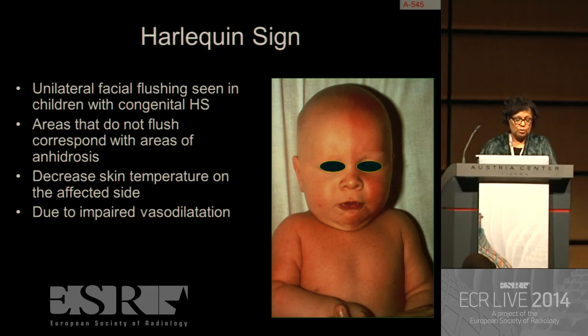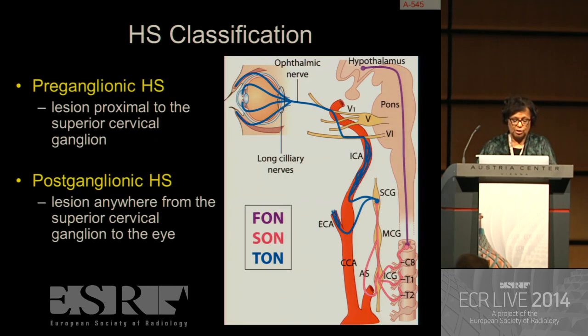The Harlequin sign has also been described in children with the congenital Horner syndrome, where they have a unilateral facial flushing. And we see in this the areas that do not flush correspond to the areas where they have anhidrosis. They also have a decreased skin temperature on the affected side, and this is due to impaired vasodilatation.